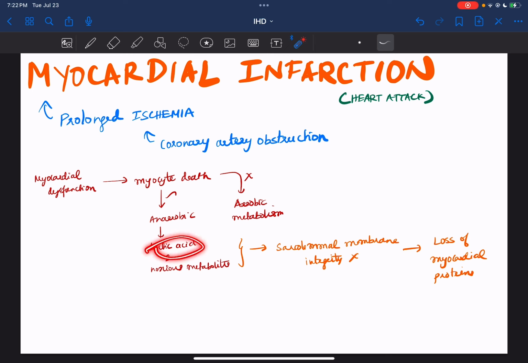Lactic acid, along with other noxious metabolites produced by your anaerobic metabolism, go to the membrane of the heart cell. What is that membrane called? That is called your sarcolemma. So they go to the membrane of your heart cell, which is called your sarcolemma, and they destroy the integrity of the sarcolemmal membrane. So if the membrane is destroyed, as a result, proteins leak out of the cell, right? So there is loss of myocardial proteins, specifically your troponins. And that's why troponin levels are high after a myocardial infarction.